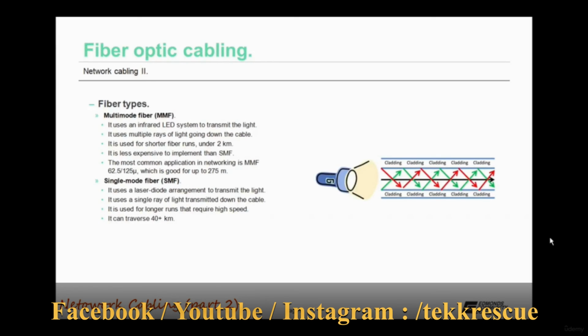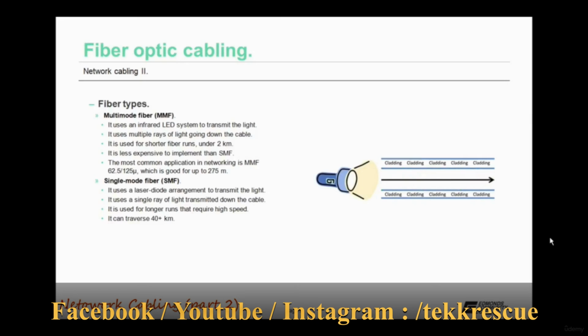Now let's talk about fiber types. There's multi-mode fiber, which uses an infrared LED system to transmit light down the fiber. It sends multiple rays of light down the cable at the same time. It is used for shorter fiber runs, under 2 kilometers. It is less expensive than the other type of fiber cabling.